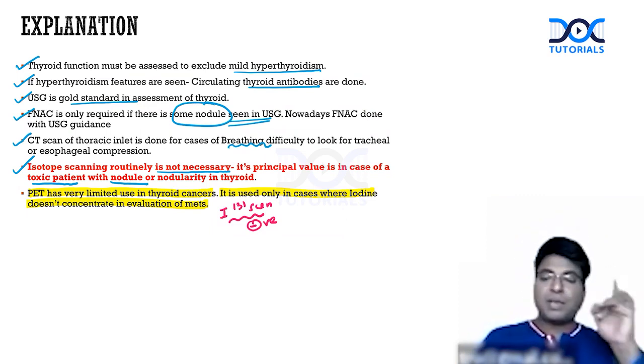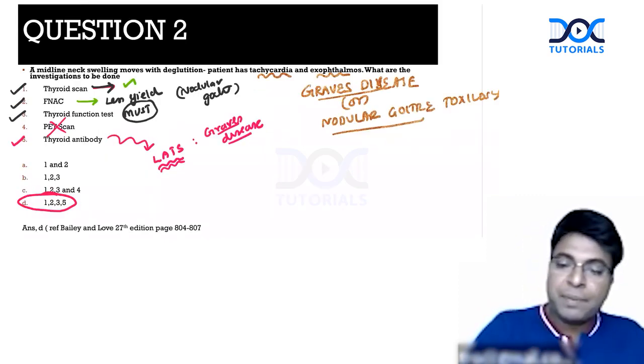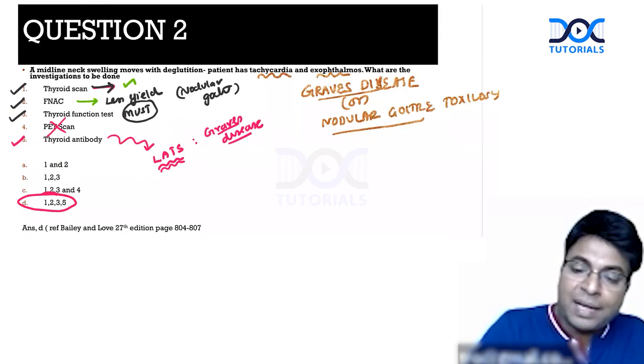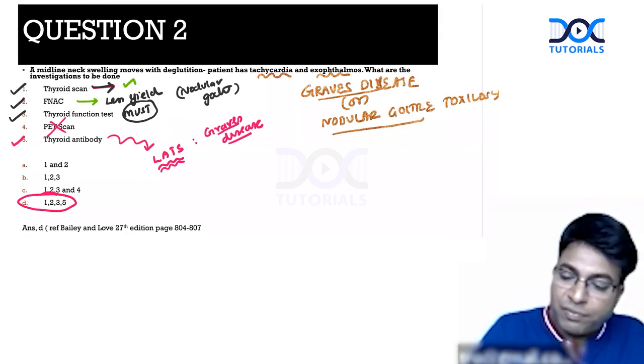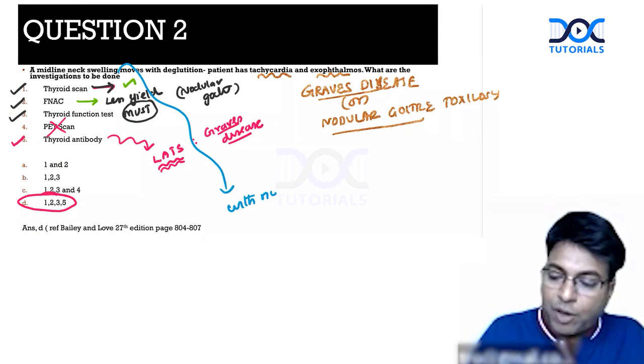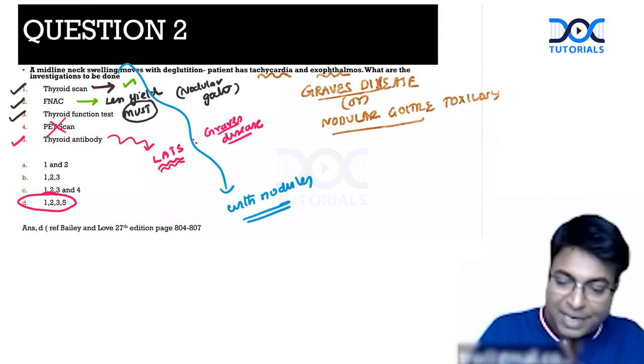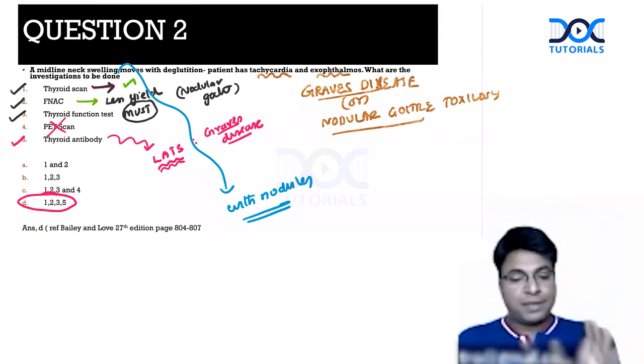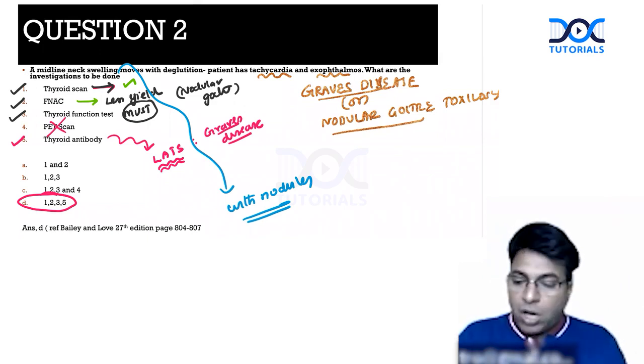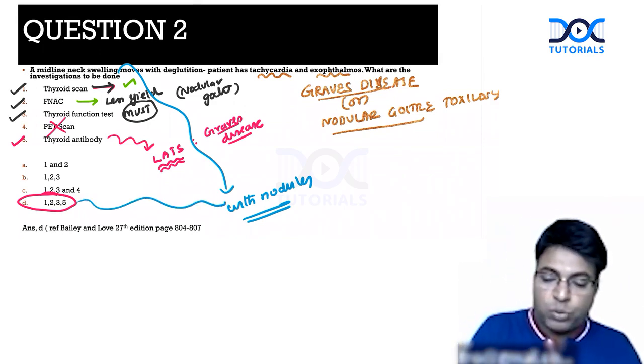So the question is missing one big point. I would have been happy if the question had a midline neck swelling with the nodules. With the nodules, if it would have been there, that would have been a complete question with a complete correct answer. With nodules missing, now the examiner has the key. With the nodules, the answer is 1, 2, 3, 5.